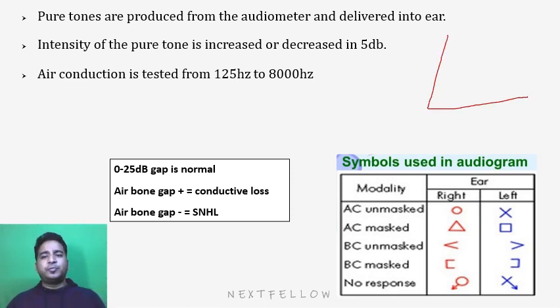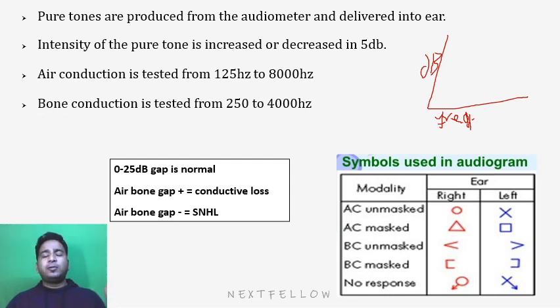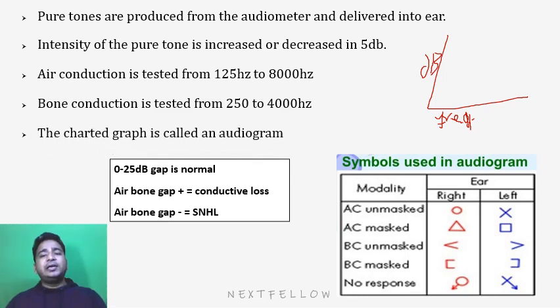So suppose this is a graph of pure tone audiometry. We give the dB, that is the decibel sound, in the form of pure tone, and various frequencies are labeled on this horizontal line. Air conduction, that means conduction through the air, or we can say through the middle ear, ossicles and tympanic membrane, is tested from frequency 125 Hz to 8000 Hz, whereas bone conduction is tested from 250 Hz up to 4000 Hz. Then this charted graph is obtained, which is known as an audiogram.